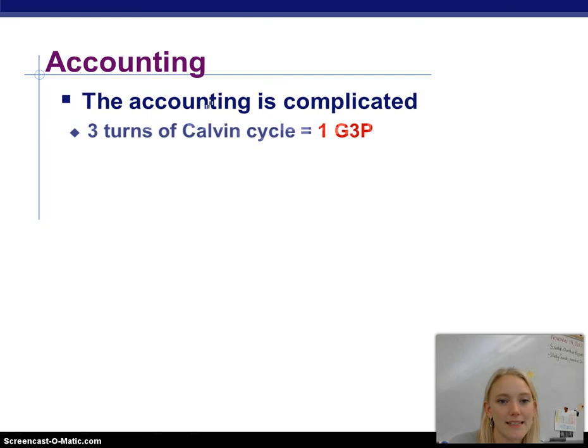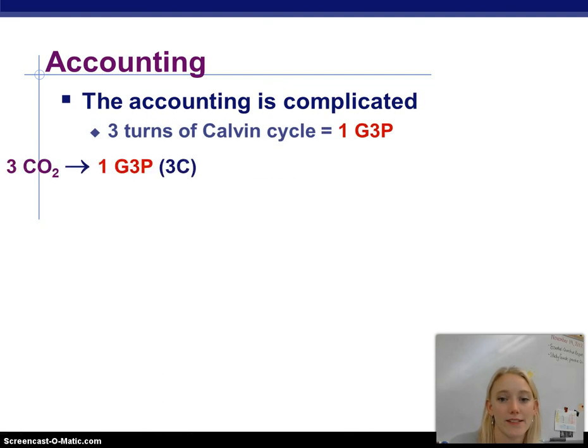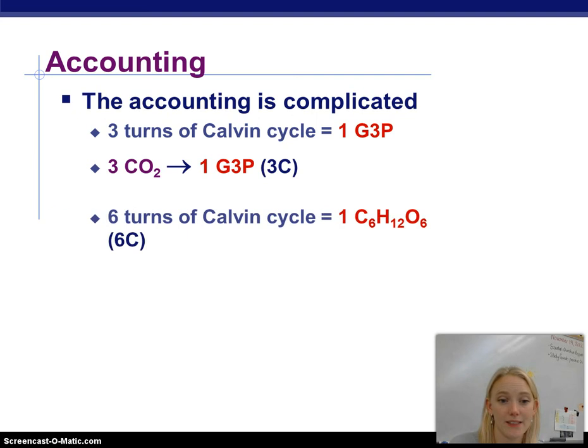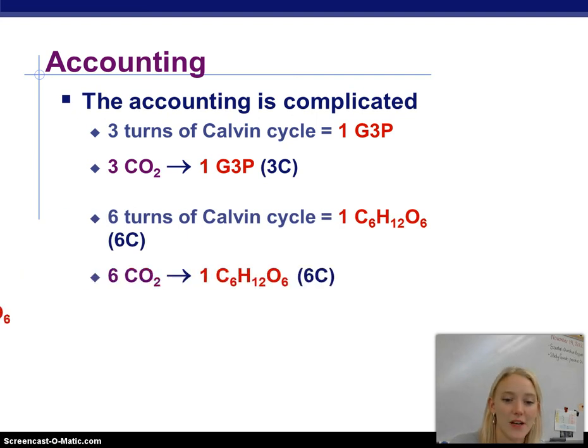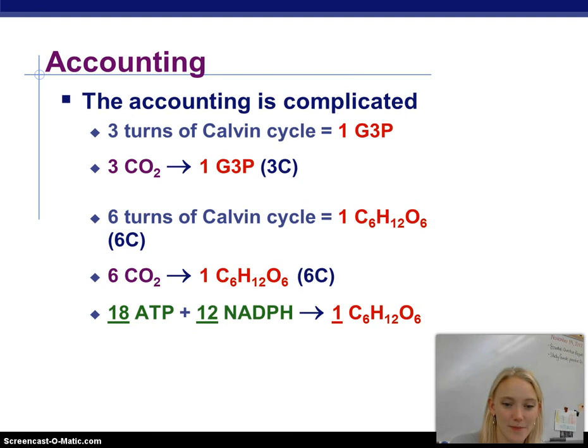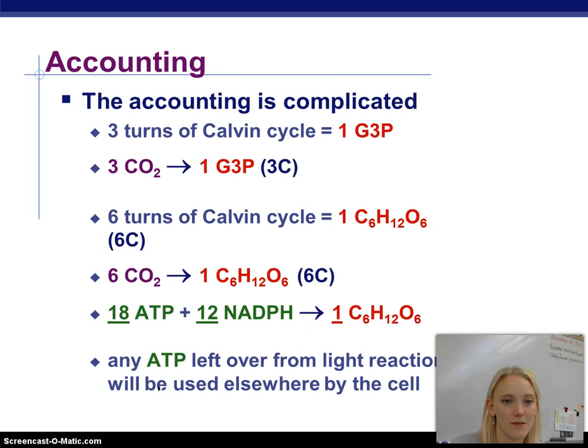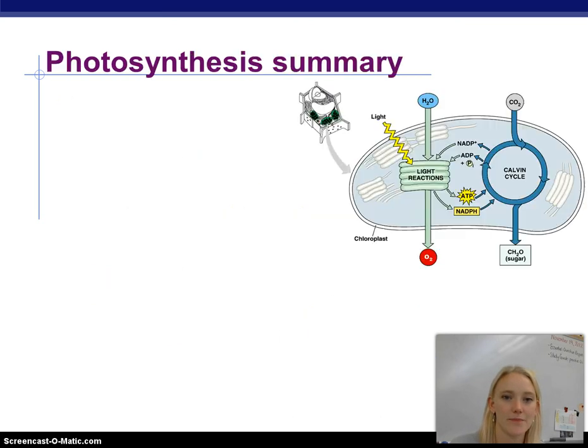So if you do the math, it's pretty complicated. 3 turns of the Calvin cycle makes 1 G3P. And then 6 turns of the Calvin cycle gives us 1 glucose. So we need 6 carbon dioxides, 18 ATPs, 12 NADPHs in order to make glucose. So then any leftover ATP can be used elsewhere by the cell.